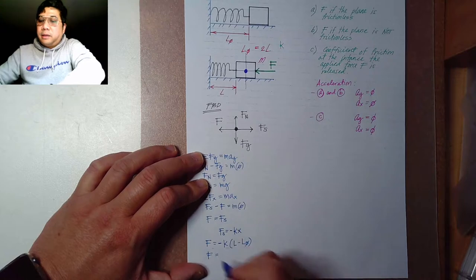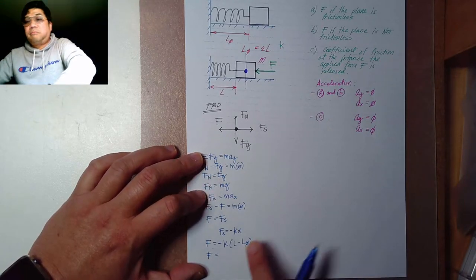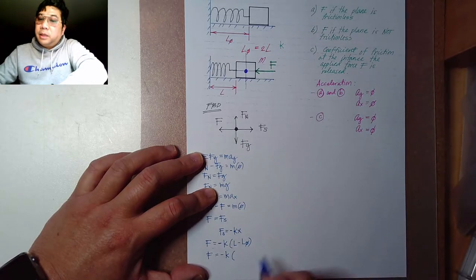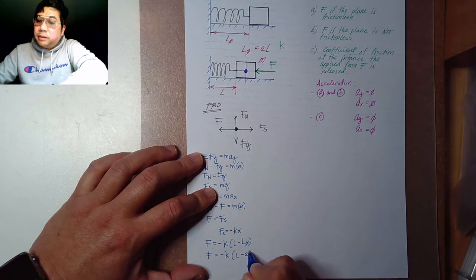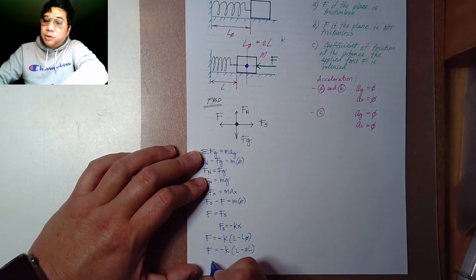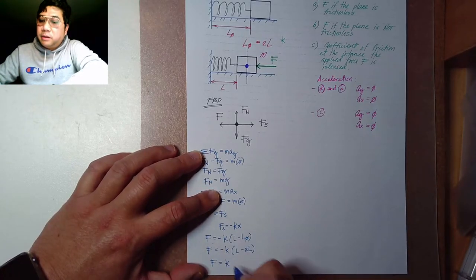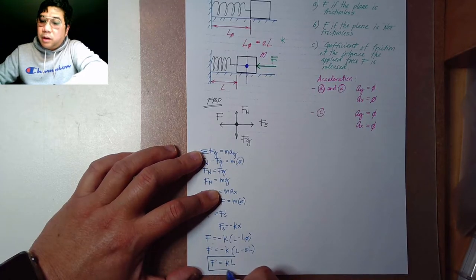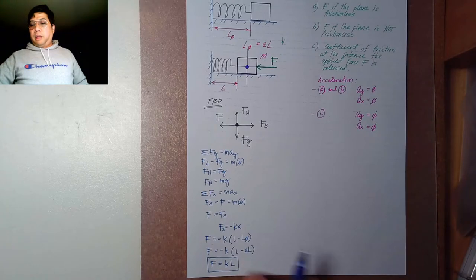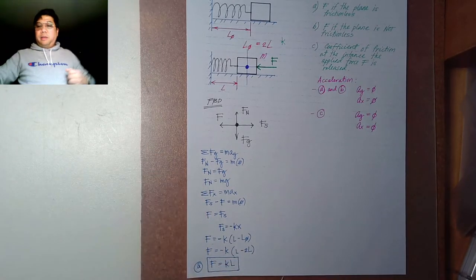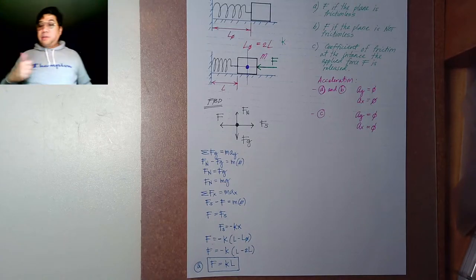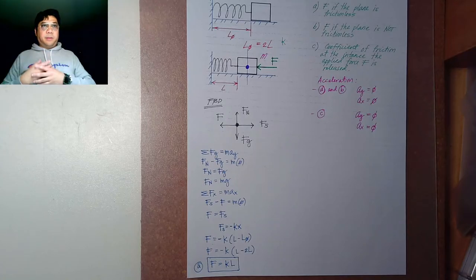But we all know that L naught is greater than L. So what we have here is negative K, and this is L minus 2L. So that will give us negative L, positive. So negative times negative is positive. So your force is simply equivalent to K times L. So this is for our letter A. So we were able to solve for letter A. It's simply equivalent to whatever K we have, whatever the spring constant is, and then you multiply it by the displacement X, which is L.